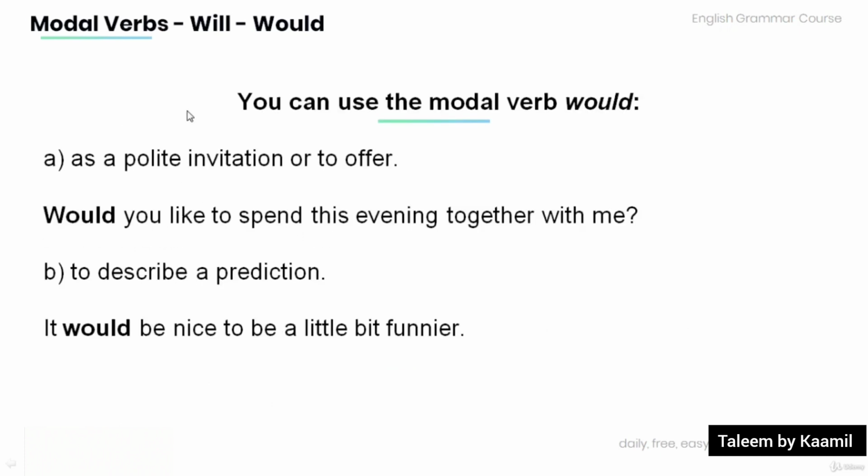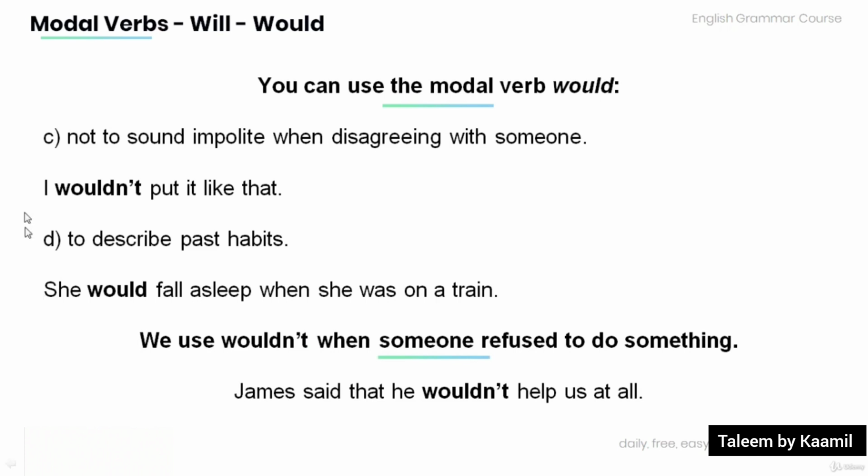And we can use the modal verb would, A, as a polite invitation or to offer. For example, would you like to spend this evening together with me? B, to describe a prediction. For example, it would be nice to be a little bit funnier. C, not to sound impolite when disagreeing with someone. For example, I wouldn't put it like that. D, to describe past habits. For example, she would fall asleep when she was on a train.